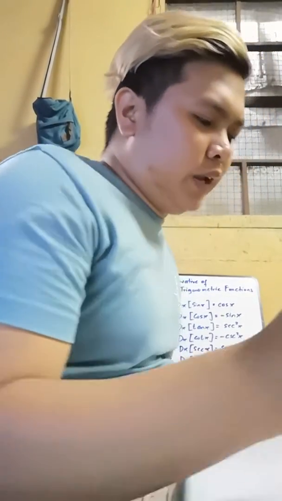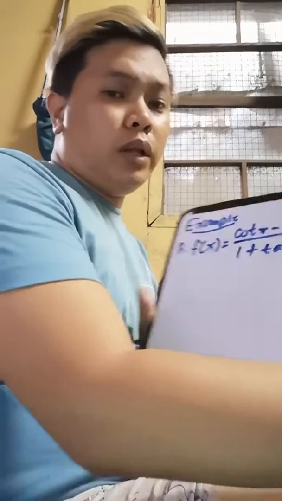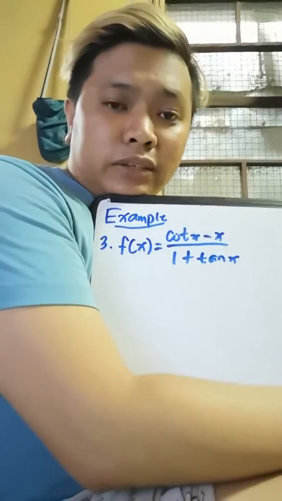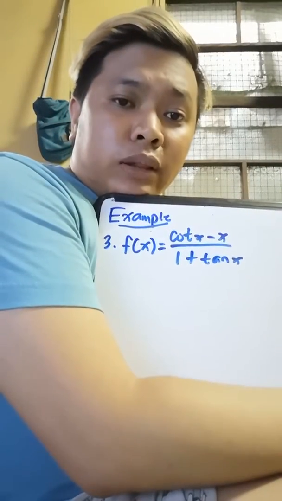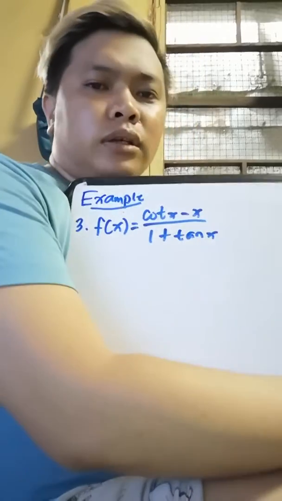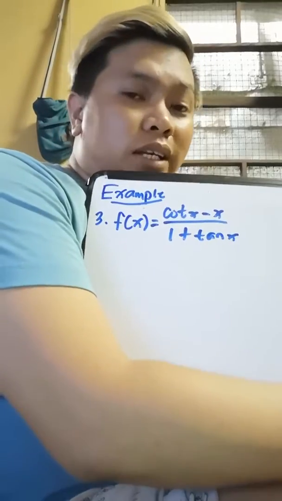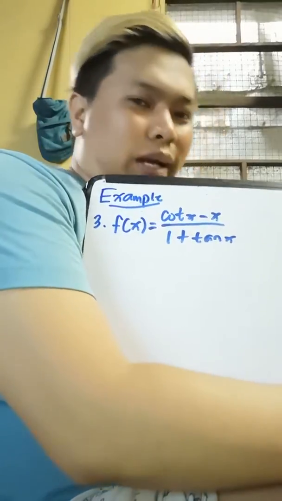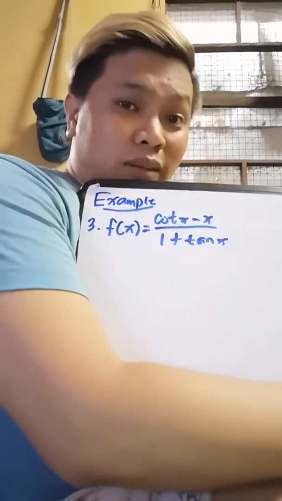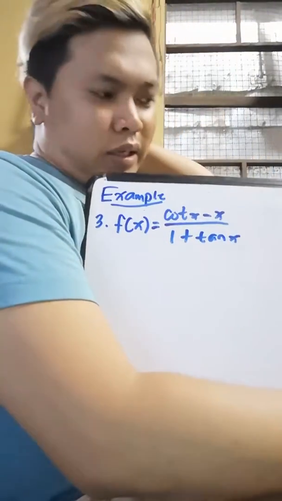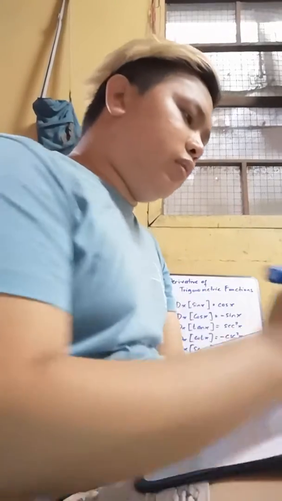Okay. So, I have f of x equal to cotangent x minus x all over 1 plus tangent x. Kung kanina quotient, kung kanina product, this is a quotient naman. And we have a quotient rule din sa pagkuha ng derivative. And let me recall din yun kung hindi nyo na rin maalala.